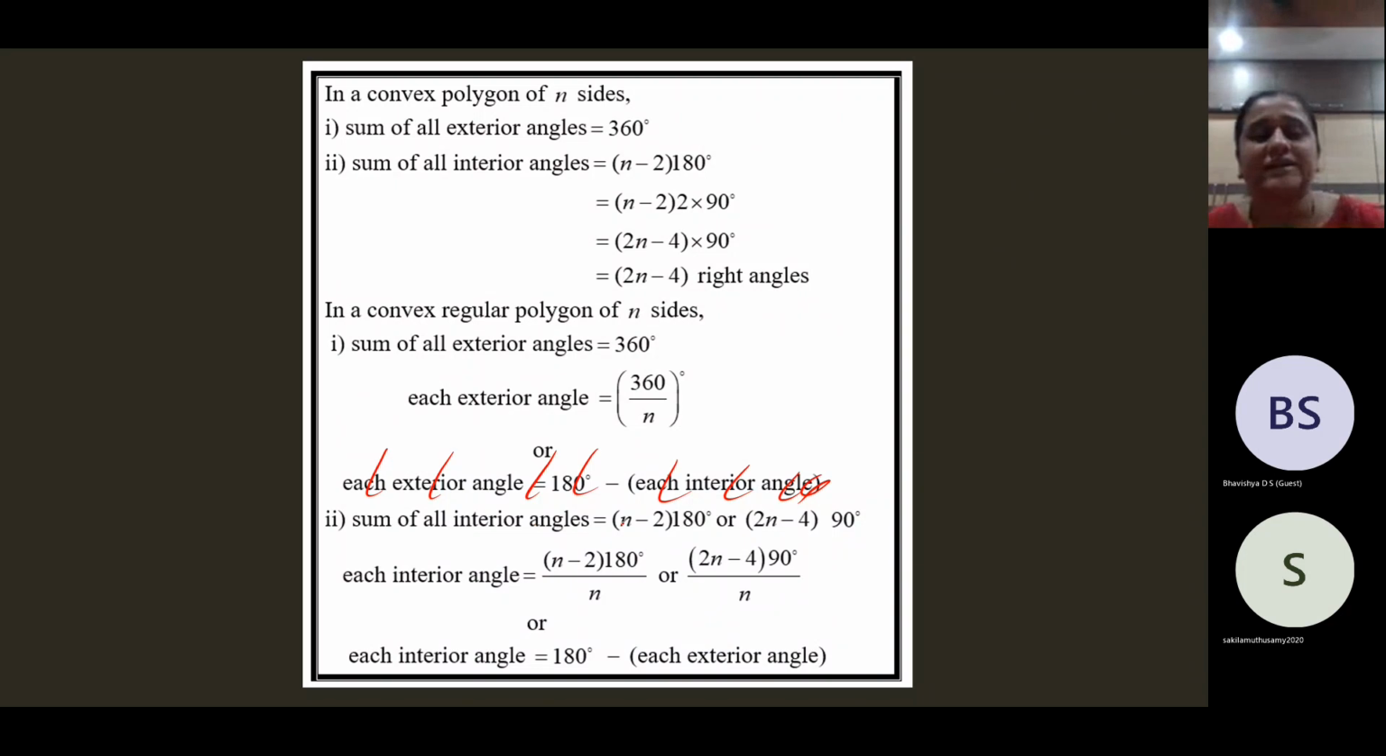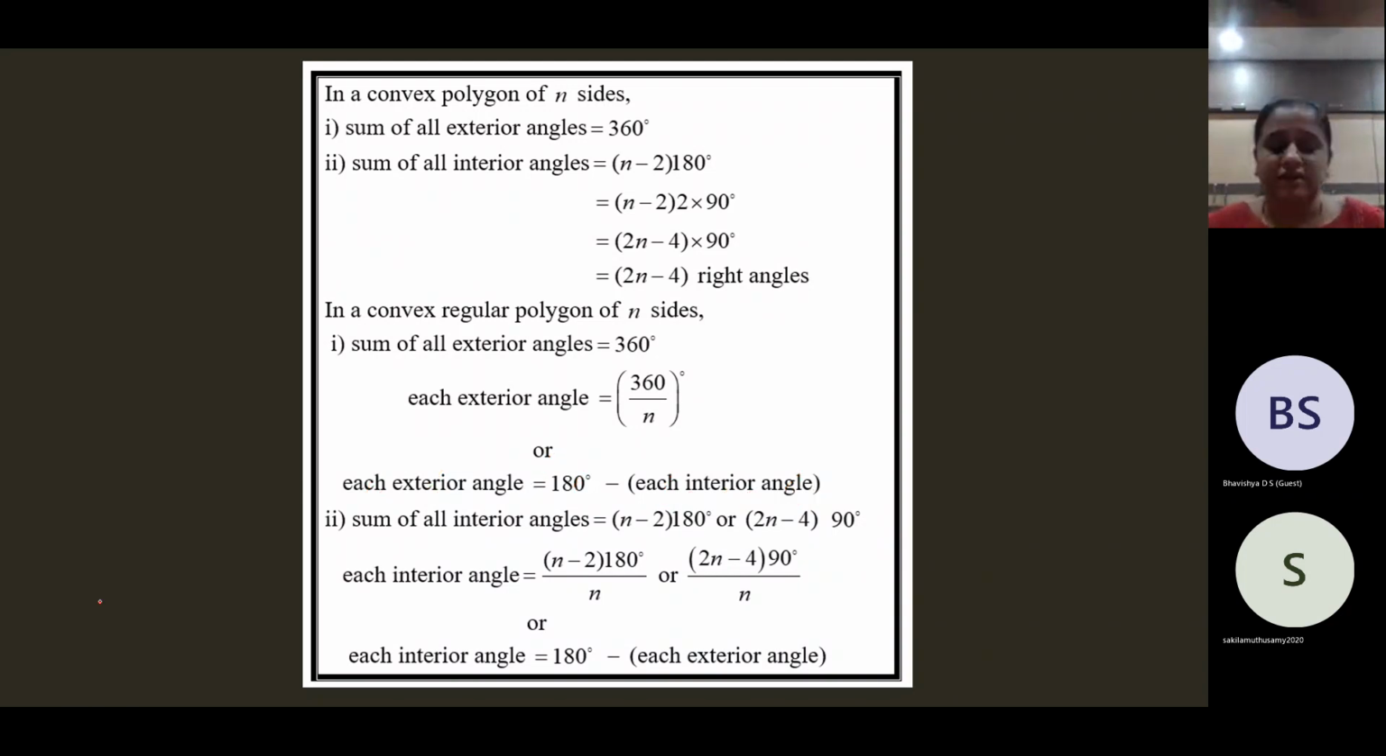Now, the sum of all the interior angles is n minus 2 into 180, or if your teacher has told you 2n minus 4 into 90, anything. So each interior angle will be n minus 2 into 180 by n, or 2n minus 4 into 90 by n. Yes or no? Yes, ma'am.